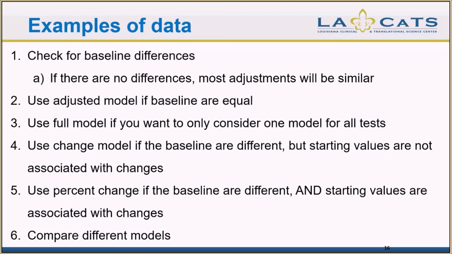However, the percent change score model is used when the baselines are different and the starting values are associated with change. So taking weight again, if we make some assumptions and say we think a 200-pound person will lose more weight than a 150-pound person, and we want to take that into account, we should use those percent change models and talk about how they lost 5% or 10% of their weight.